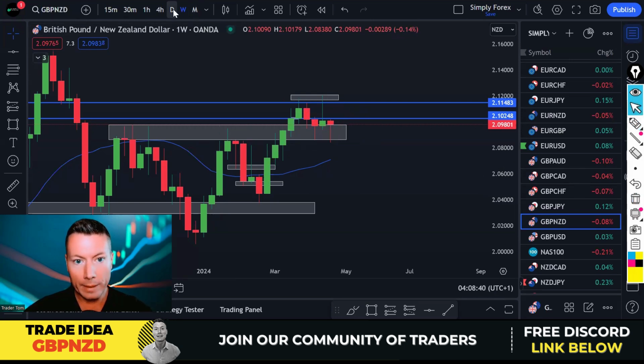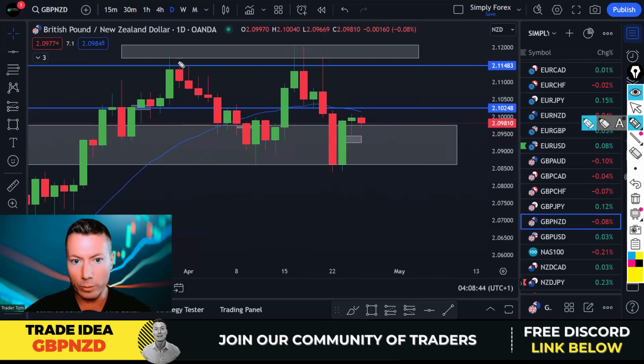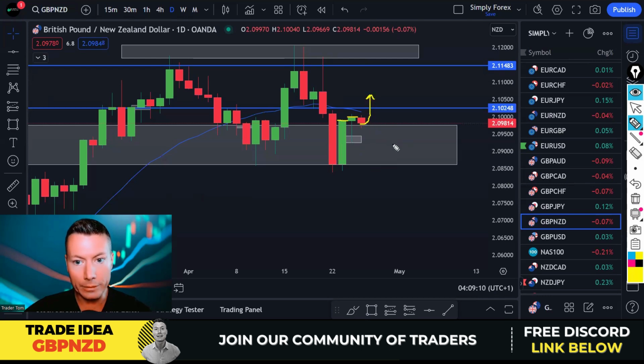If we drop down to the day chart, what I also like is the fact that we're in this range between here and here. And look at the reaction we've had. Obviously, we had that candle a couple of days ago, and we've also had this candle. I like it because the bottom wick is far bigger than the top wick. And the body of this candle has broken the high of this candle. So that tells me there's upward momentum. So we still like this trade, guys.